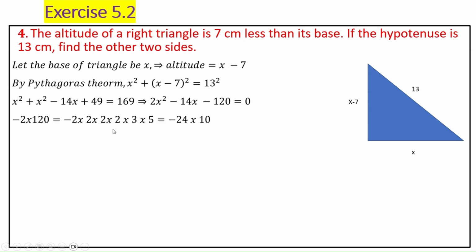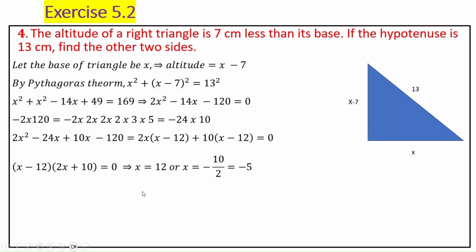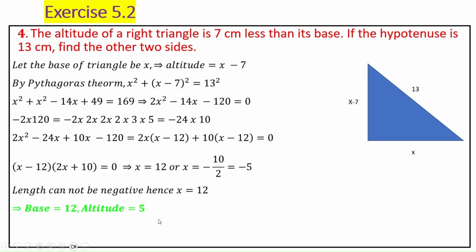You get a quadratic equation here, 2x square minus 14x minus 120 equal to 0. You solve the quadratic equation by factorization method. You will get x as 12 or minus 5. Length cannot be negative, so you ignore minus 5. So the only possible value is x equal to 12. Okay, so the two sides are 12 and 5.